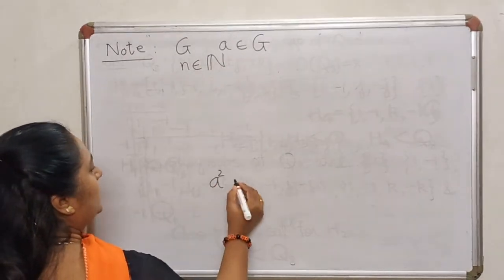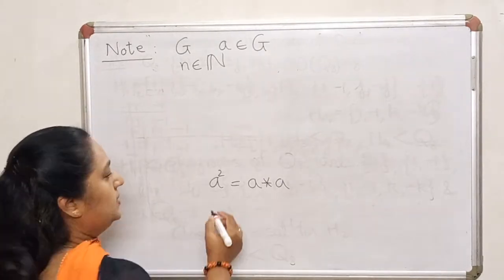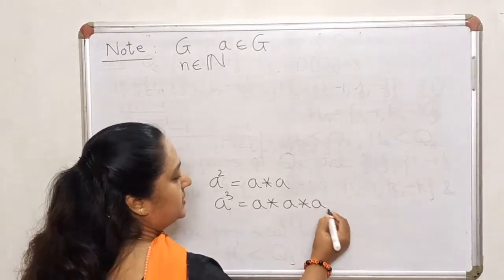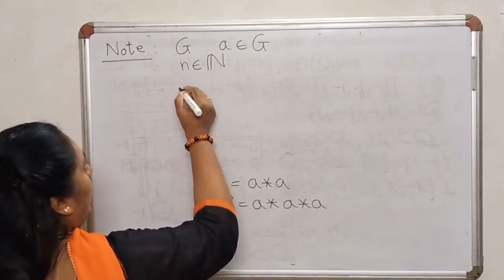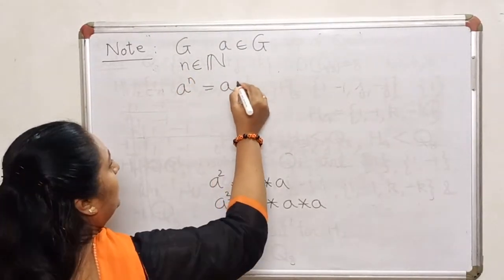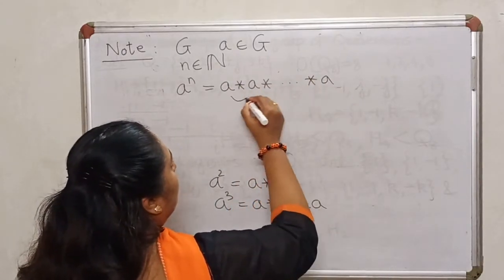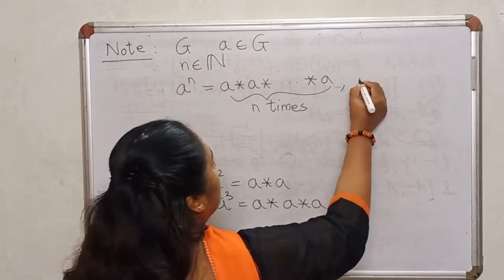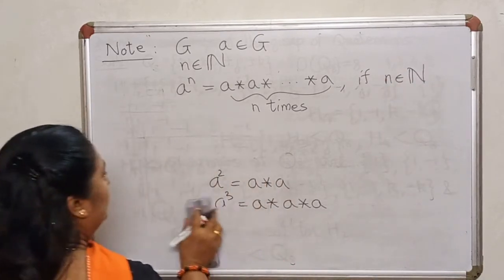Remember what I mean by A square. A square means A star A. Similarly, if you look at A cube, then it is A star A star A. So on the same lines, I'm going to define A raised to n. If n happens to be a positive integer or a natural number, we will define it as A star A, n times. So this is if n is a natural number.